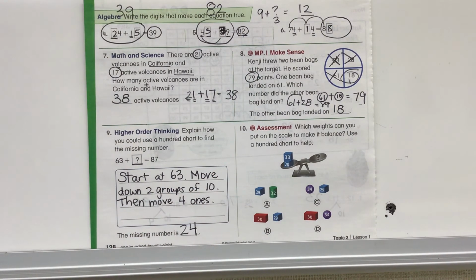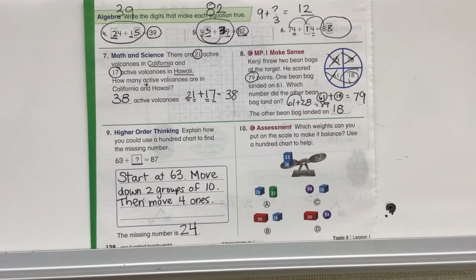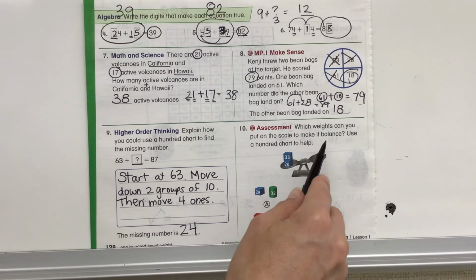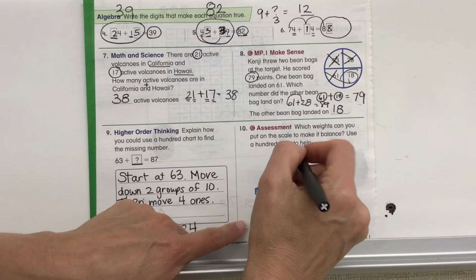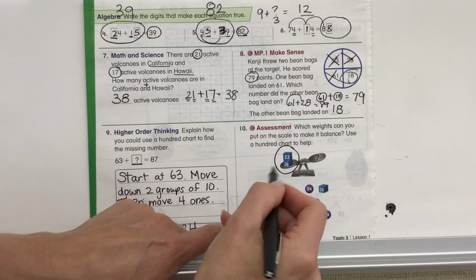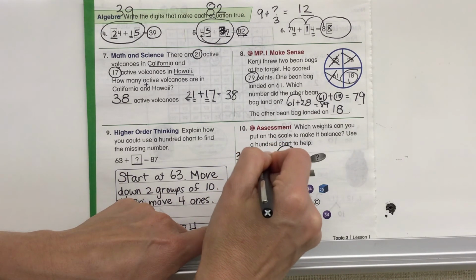24. All right, let's take a look here at our assessment for number 10. Which weights can you put on the scale to make it balance? Use the 100 chart to help. So this is exactly like what we did in the lesson. We need to find the sum here, 33 plus 28. So we can do 33 plus 28.